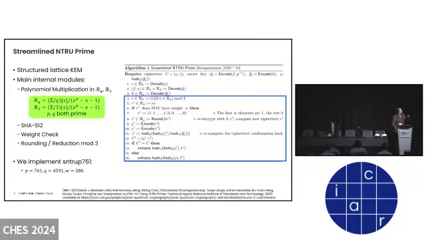So, a short primer on Streamlined NTRU Prime. It's a structured lattice-based KEM. It was one of the alternate finalists. Unfortunately, it didn't get selected. The main operation here is polynomial multiplication in two different rings, Rq and R3. They're almost identical except for the coefficient modulus. We also have some hashing, specifically SHA-512. We have a weight check, where you check how many non-zero elements there are in a polynomial, and if it's not a specific amount, it gets replaced, as well as some rounding and reduction mod 3.